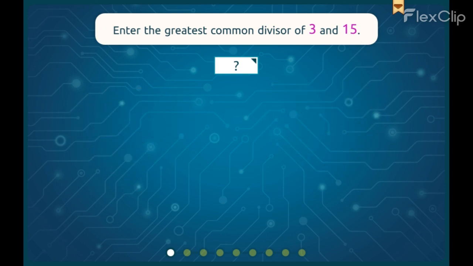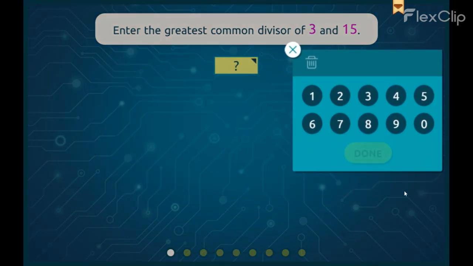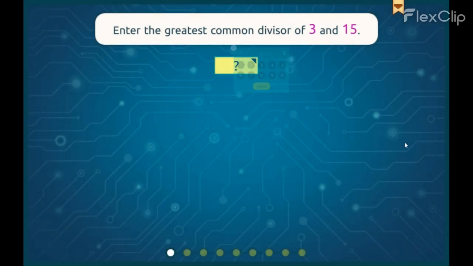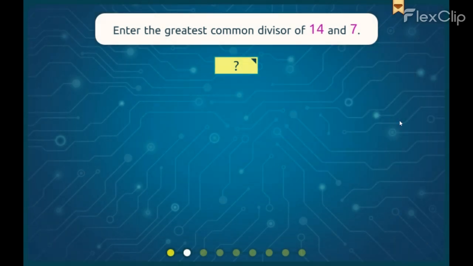So which factors are in common? As we can see, 15 can be divided by 3 equally. That is the greatest common factor. The biggest number that both numbers can be divided by equally is 3 in this case. All right, we are looking again for the greatest common divisor for 14 and 7. We understand that 14 can be divided by 7 equally. So the greatest common divisor would be not 1, but 7.